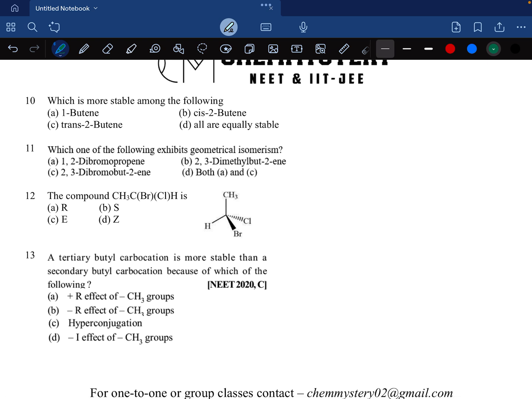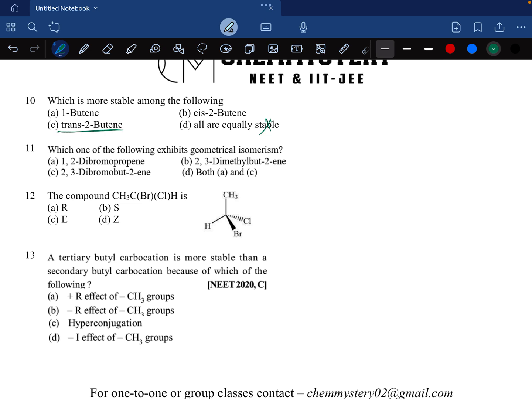Next, which is more stable among the following? So few compounds are given, which is more stable, you have to identify. 1-butene, okay, double bond at the first position, cis-2-butene, trans-2-butene, and all are equally stable. All are not equally stable, we know trans is always more stable. In the most cases, trans is more stable than cis.